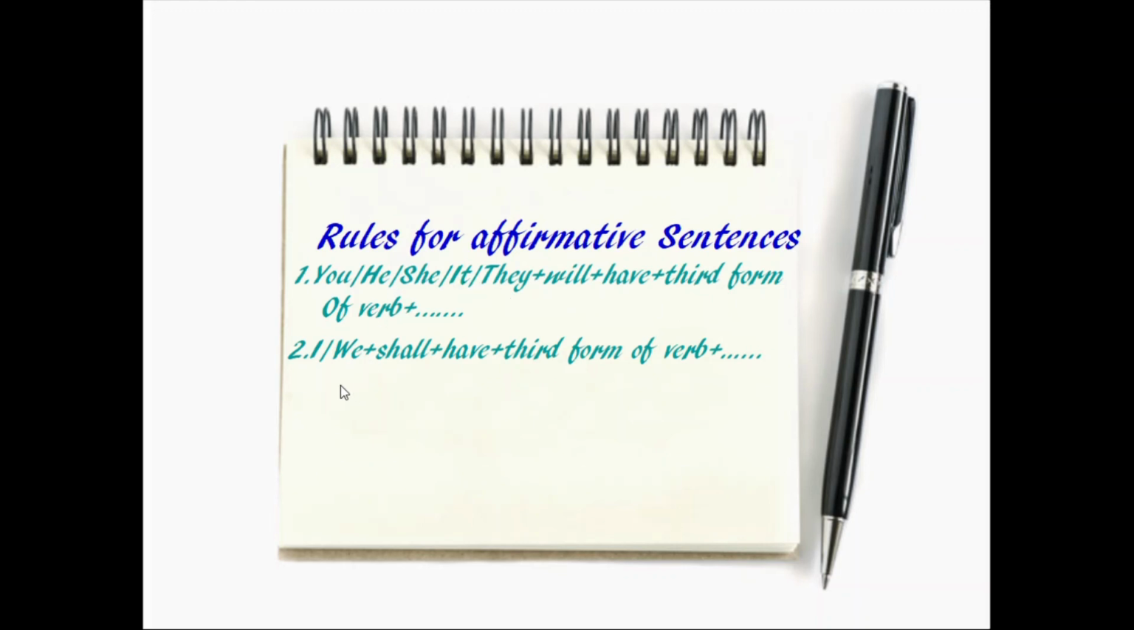Second one, I or we plus shall plus have plus third form of verb plus the rest of the sentence. For example, we shall have cooked the food by the evening. So we shall have cooked is a third form of verb, the food by the evening.